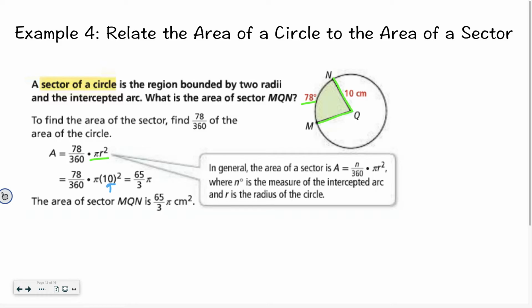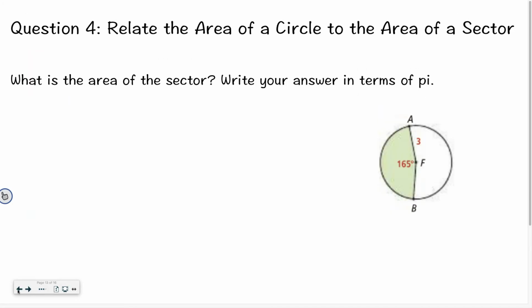And once you simplify that down, you get 65 over 3 times pi, and you label it with centimeters squared. And that is how you're going to find that answer. I want you to go ahead and solve this problem on your own.